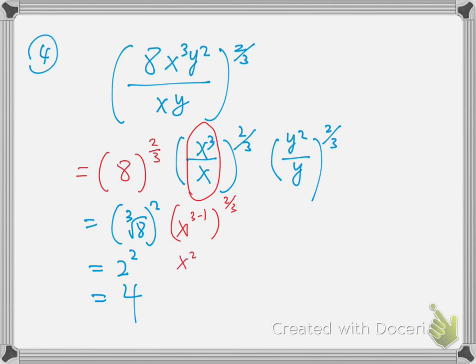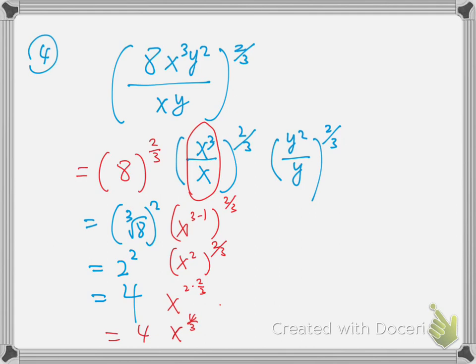Now this is x squared to the 2/3 power. So now this is multiplication, right? So this is 2 times 2/3. Okay, 2 times 2/3, so this will be x to the 4/3 power. Okay, 4/3 power. 2 times 2 is 4, right? 2 times 2 is 4.